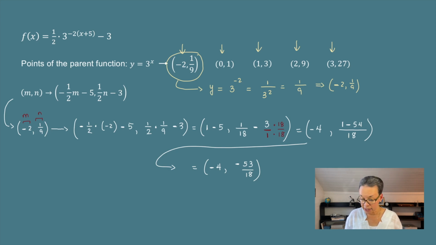Because I'm going to be sketching, it is a good idea to approximate this fraction as a decimal. So then you can do this with your calculator. -53 over 18 is approximately -2.94. Okay, right there. So there is our point.